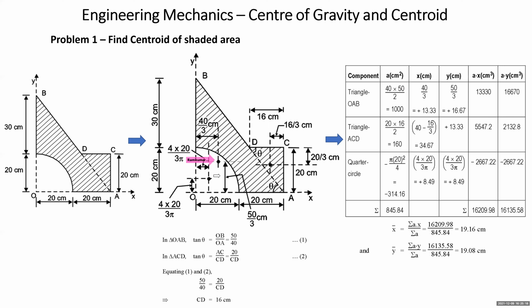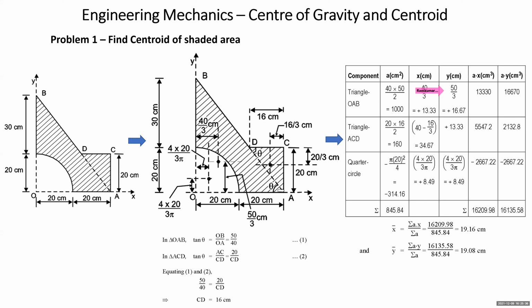Again, you can see that this centroid is above x-axis. Centroid of this triangle OAB is above x-axis. So y coordinate is positive. It is at what distance? This is 50 by 3. So centroid of triangle OAB is at 50 by 3 above axis x. So y coordinate is 50 by 3.